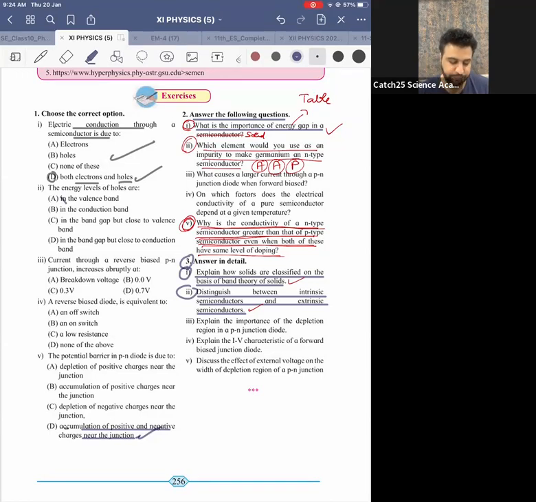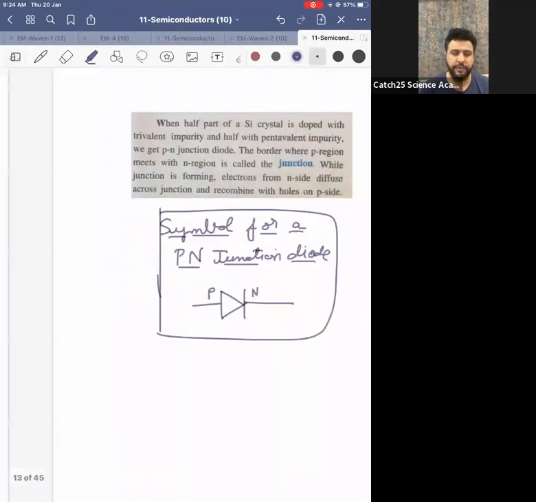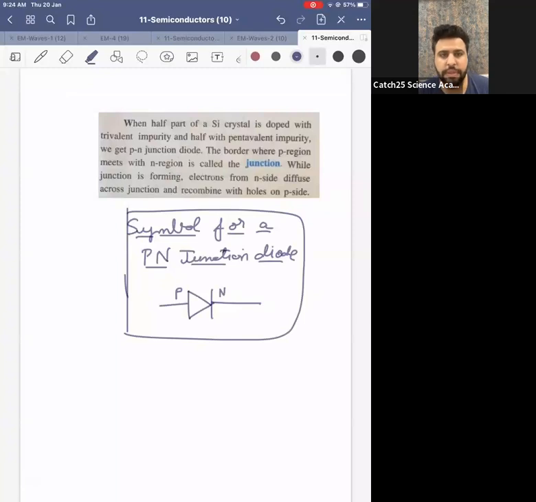Now, you have drawn the symbol for a PN junction diode also. Next, write down biasing. Biasing is the last topic for your chapter. Now listen. Write down, you'll understand.